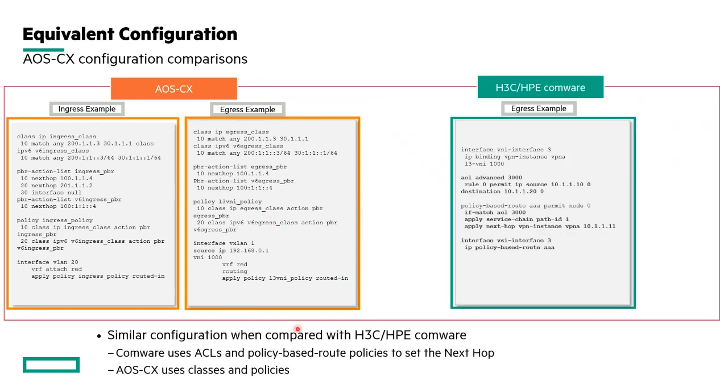And similar configuration when compared with H3C, HPE Comware. Comware uses ACLs and policy-based route policies that you can see here to set the next hop, whereas again, we use classes and policies.